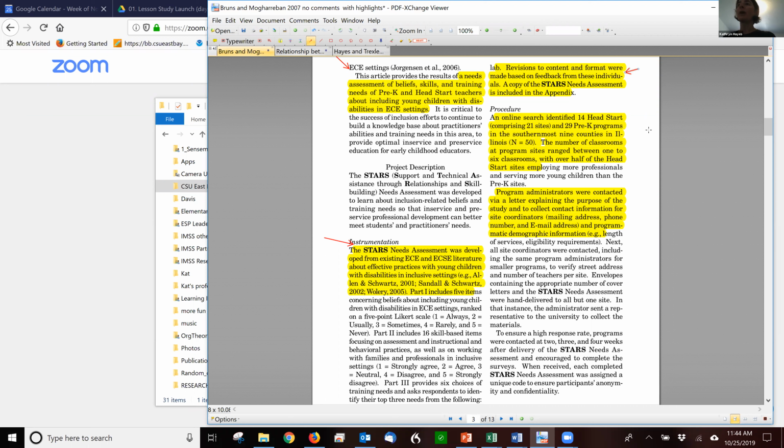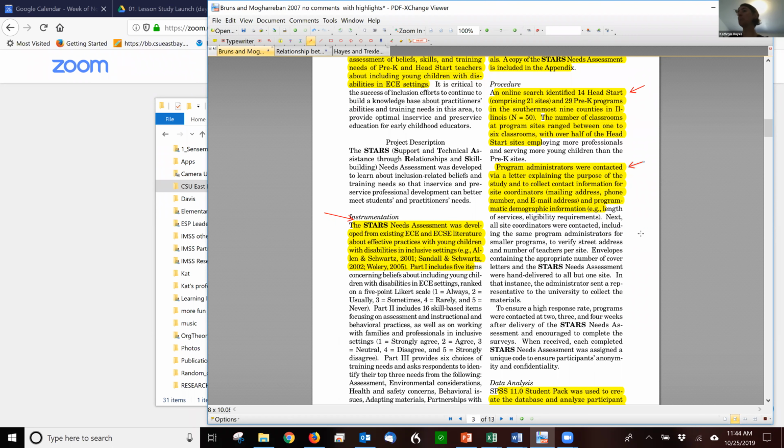So now we've got a sampling procedure, okay? It doesn't use the word sampling, so once again, it's kind of buried, disguised. But they talk about an online search identifying 14 Head Start programs and 29 pre-K programs, in this area of Illinois, right? So they had this area of Illinois, and then they identified these programs. And then they talk about how they got the survey out there, okay? So here's where you can write up how they did their sampling.